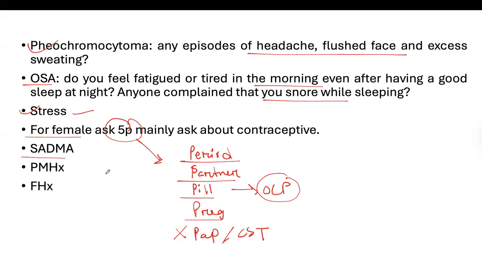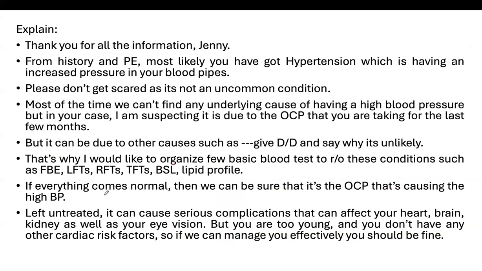Then quickly ask about smoking, alcohol. These are very important. Any social drugs. Ask about any medications. And ask about any past medical or family history. Okay? So that's basically all that we need to ask for hypertension causes. In this case, you will not find out anything except patient is taking oral contraceptive pill, and that is the cause. So you will say, thank you so much for all the information, Jenny.